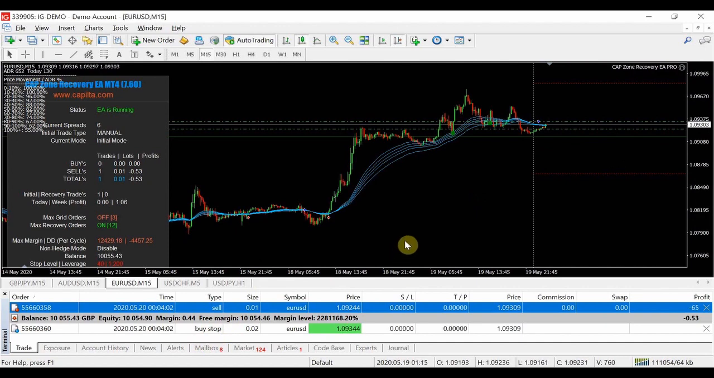So I'll let you know if the owner of the EA comes back to me with an explanation, or it's probably just down to user error or something I've not set up in the settings, but we'll keep you posted, and we'll obviously let you know how this trade gets on. So see you guys shortly.